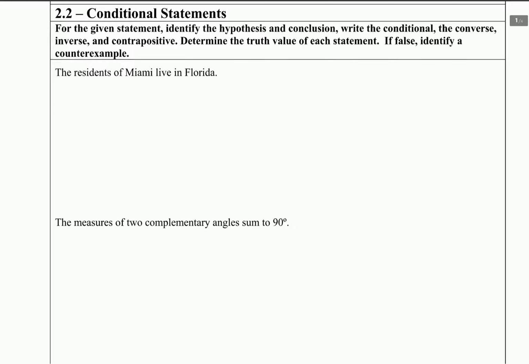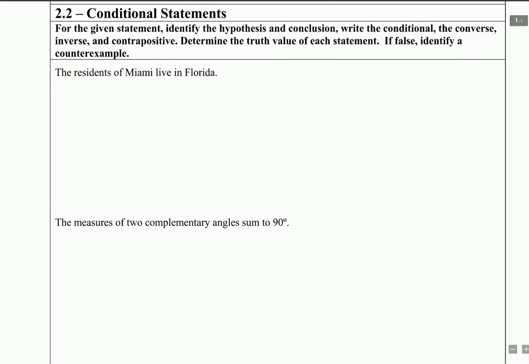2.2, conditional statements. We are given a statement. We want to identify the hypothesis and conclusion, then write the conditional and all of its minions, so the converse, the inverse, and the contrapositive. And then we are to determine the truth value of each one of those, and if it's false, give a counterexample. So lots of good stuff going on here. So let's do the first one.